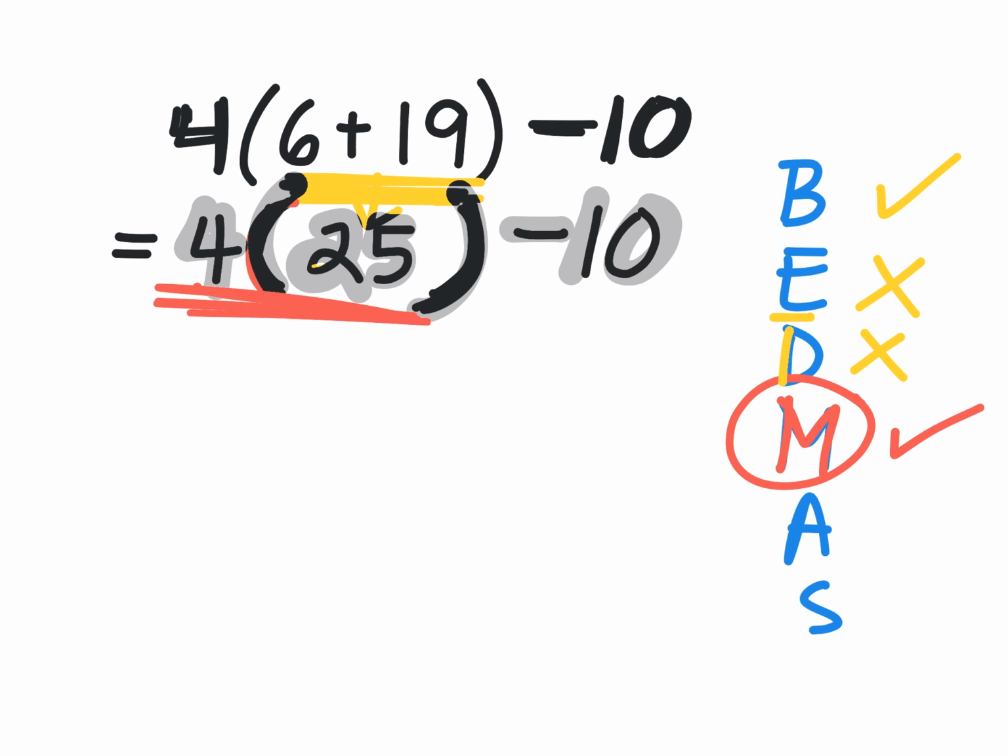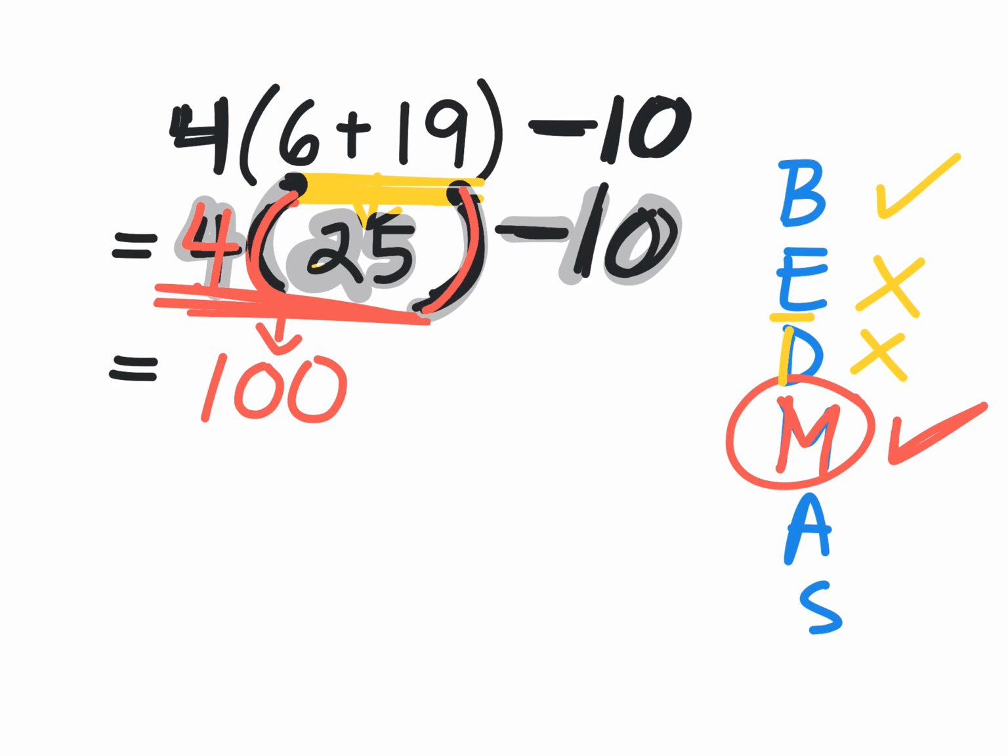We have to multiply. So that's the next thing we're going to do, and we're going to write the answer here. We're going to do 4 times 25. What is it? 4 times 25 equals 100. What else do we still have in our expression that we haven't calculated yet? Minus 10. So we're going to write that underneath. We calculated 100, and then we have minus 10.